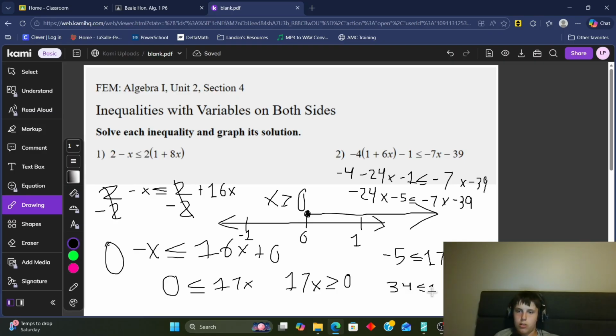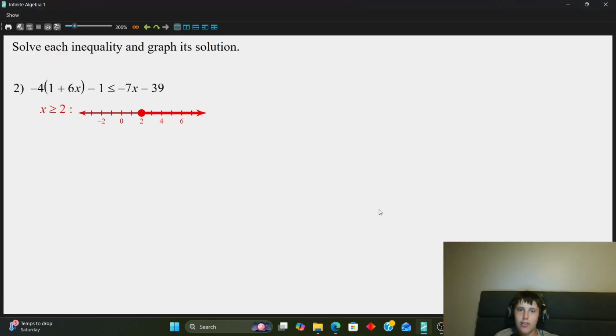So then 34 less than or equal to 17x. Move it around, so then 17x is greater than or equal to 34. Divide by 17 on each side. X is going to be greater than or equal to 2. Let me put the graph. I'm not going to do it, but this is a sample graph.